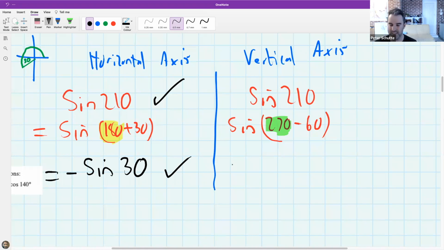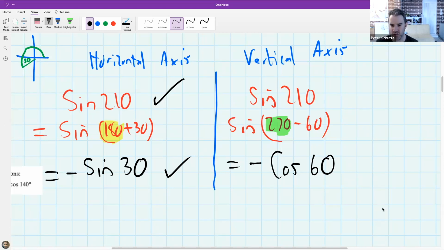What we often call this is using a co-ratio. If we use a co-ratio, the first step is the same. Sine in quadrant 3 is still negative. But when using the vertical axis, we don't write the same trig ratio. We write the co-ratio of sine. And the co-ratio of sine is cosine. That's not an accident. It's the complementary sine. So we write minus cos, and then the angle is minus cos 60, because it was 60 degrees away from 270.